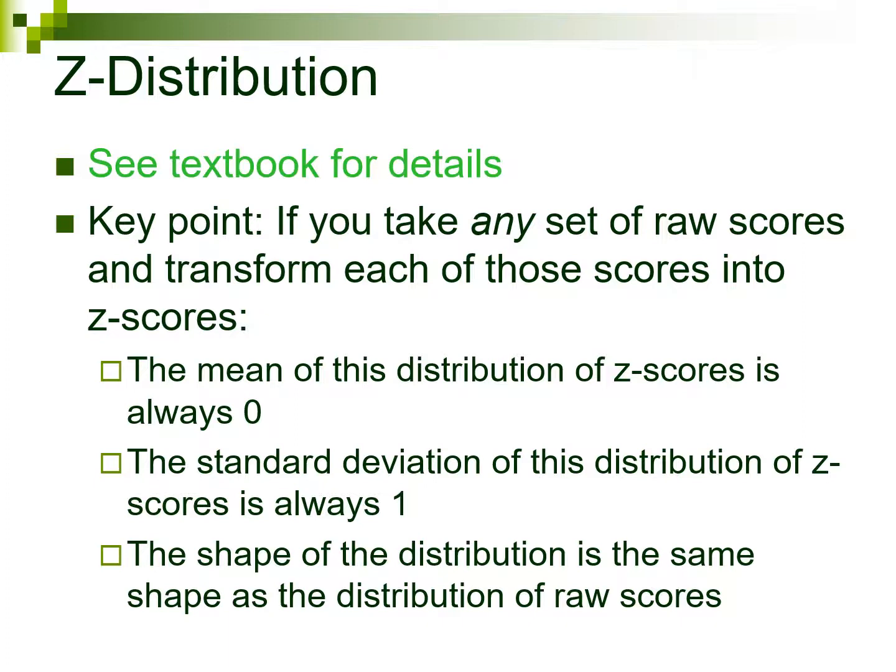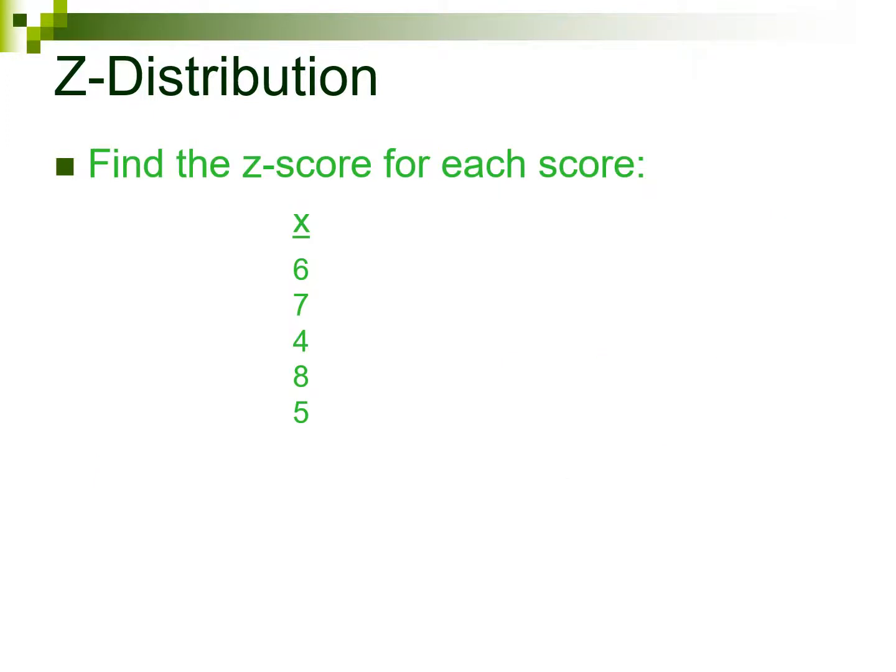Let's explain what these 3 things mean by looking at an example. Again, what we're going to look at in this example is what happens if we take any set of raw scores and transform each of those scores into z-scores. So what we have here is a set of raw scores. To explain what I was explaining on the previous slide, what we need to do is transform those raw scores into z-scores. We basically need to calculate the z-score for each of these raw scores.